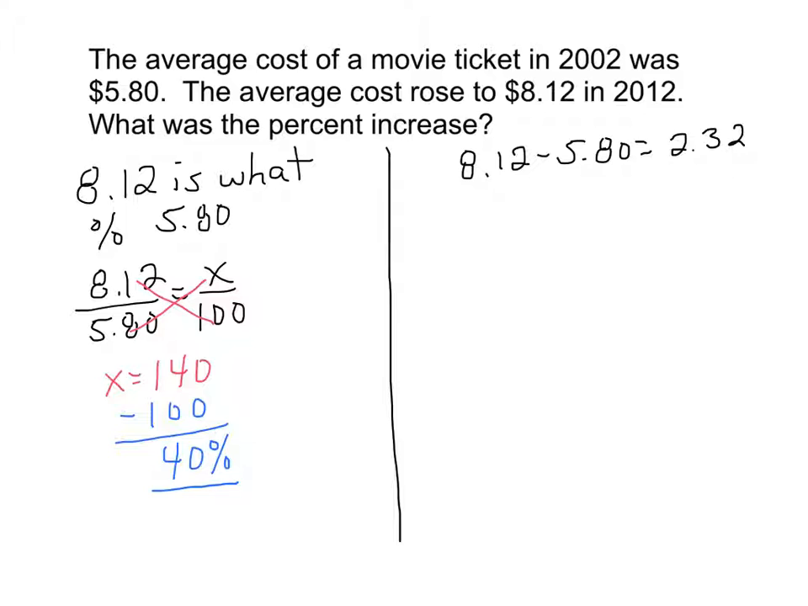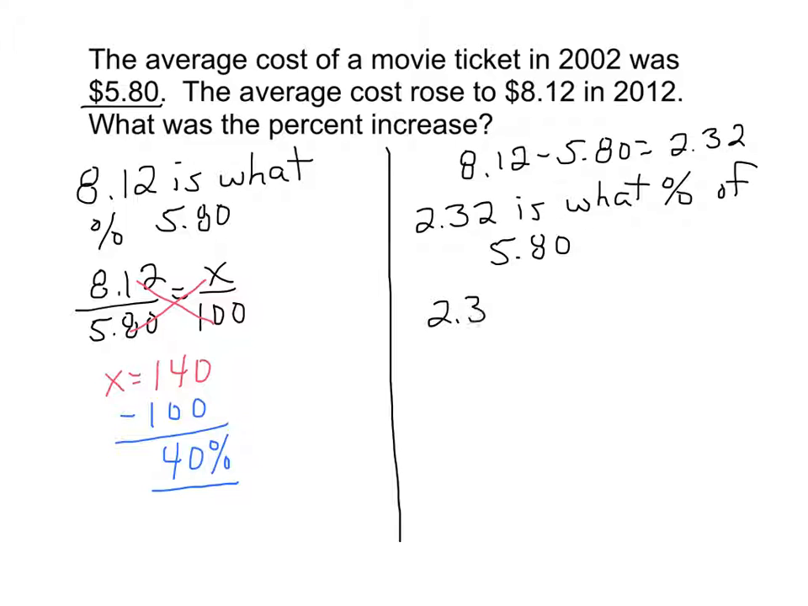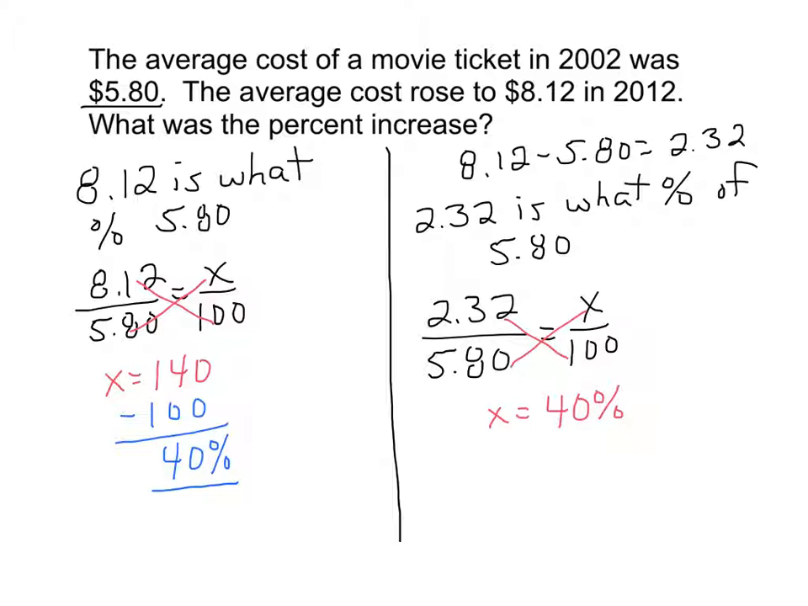So now my question is going to be, $2.32 is what percent of $5.80? Remember, once again, you always compare to the original. So here's my proportion I'm going to be setting up. $2.32 is the is, $5.80 is the of, and now I set that equal to x over 100. If I cross multiply this time, I'm going to get my final answer of just 40% because I had already done that subtraction.